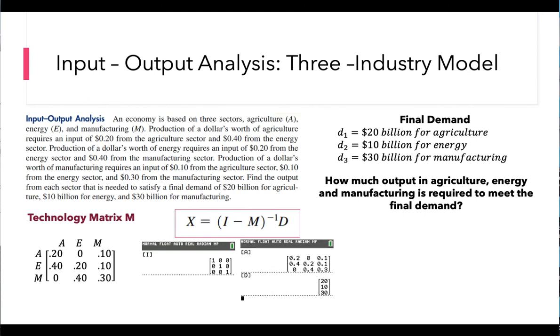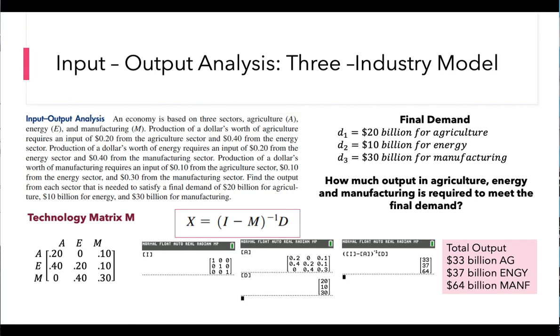I put those in my calculator. So you'll see how I put the identity matrix now as a 3 by 3. Why? Because our technology matrix is a 3 by 3. So here we have all of the matrices put in there. Remember, our demand matrix is a 3 by 1. And when I type that in my calculator, I get this 3 by 1 matrix, which tells us the total output required is $33 billion from agriculture, $37 billion from energy, and $64 billion from manufacturing.